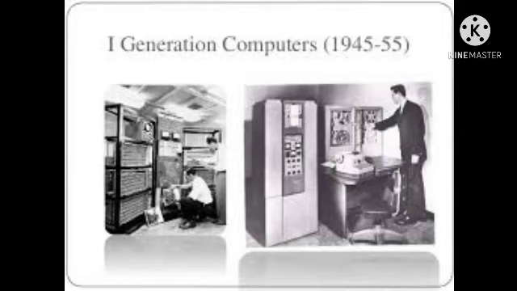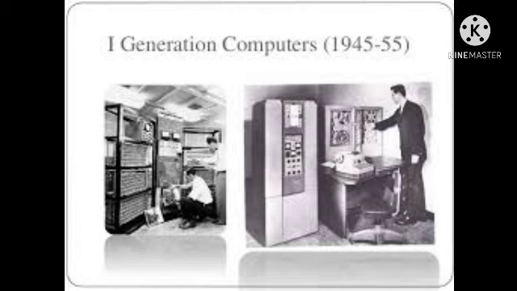Again, one more time about the first generation and second generation. The first generation computers, 1942 to 1955, were large in size, high in cost, and high in temperature, and special insulation was required. A large amount of power was required. So compared with the second generation, the first generation is more expensive. For example, ENIAC, EDVAC, UNIVAC. The full form of ENIAC is Electronic Numerical Integrator and Computer. EDVAC is Electronic Discrete Variable Automatic Computer. UNIVAC is Universal Automatic Computer. These are the examples for the first generation.